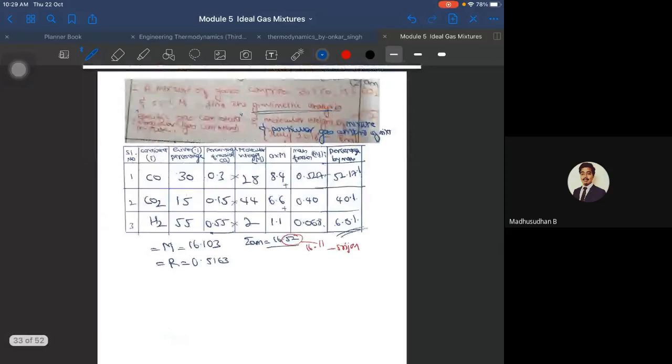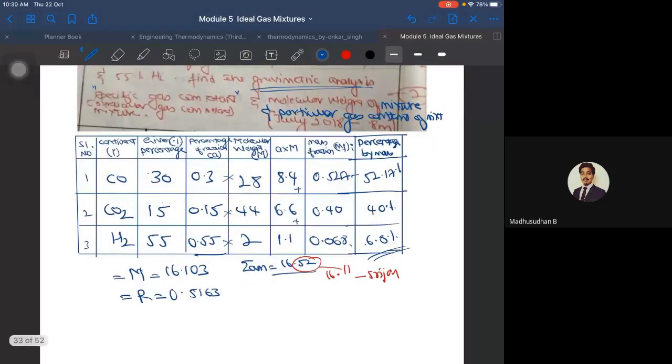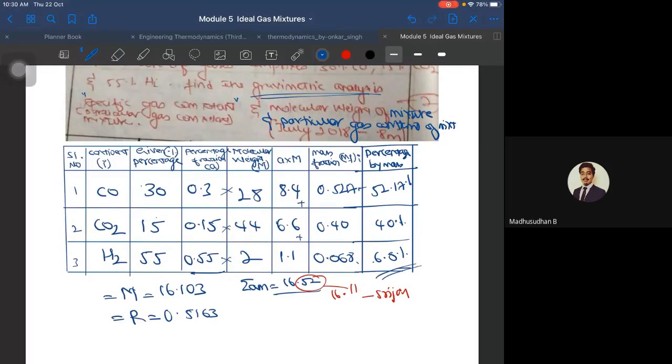In the second problem, Srijan gave me this value, the sigma A cross M. Guys, sigma A cross M of the previous problem, that is the second problem, was not 16.52, but instead it is 16.11 according to Srijan. So which one is correct? 16.1, sir. Okay, so we have written 16.1 itself. That's good.